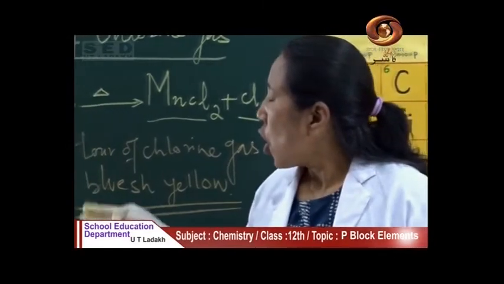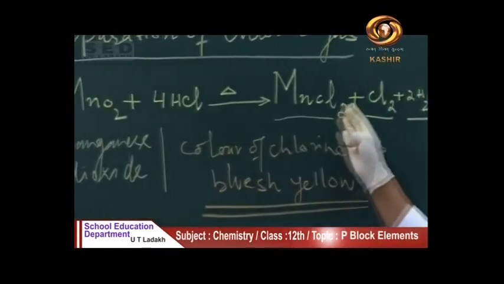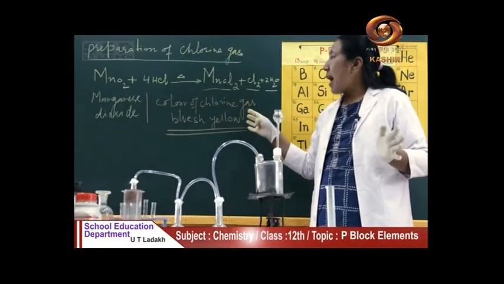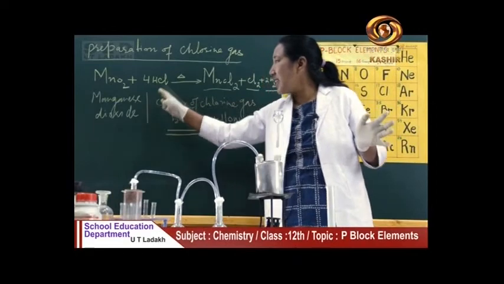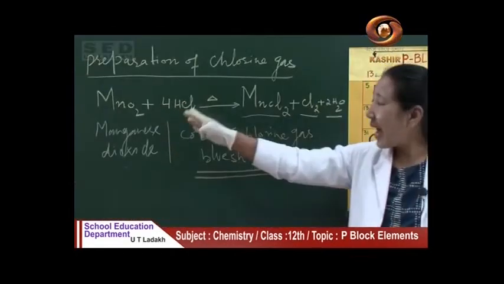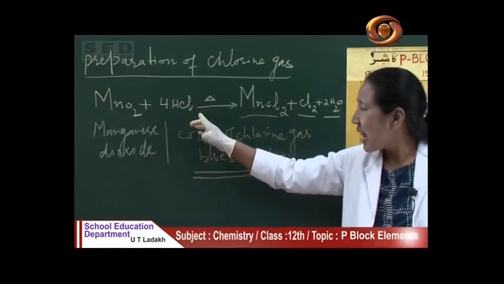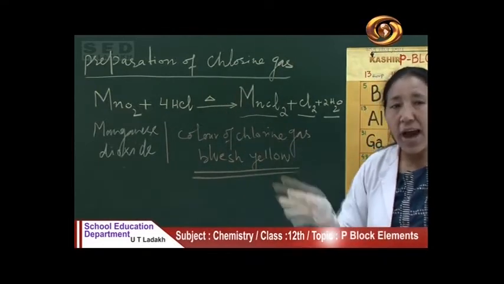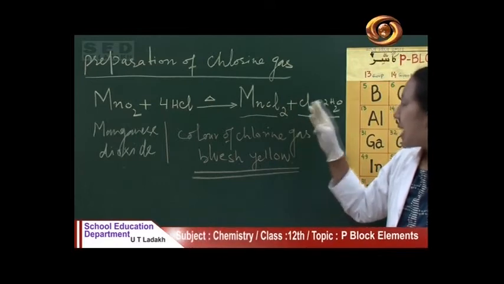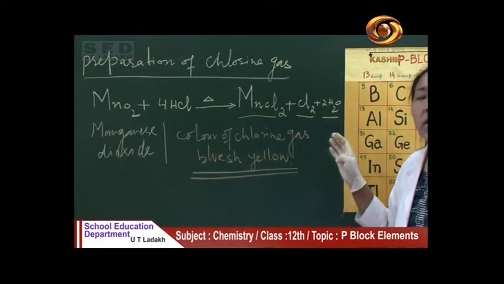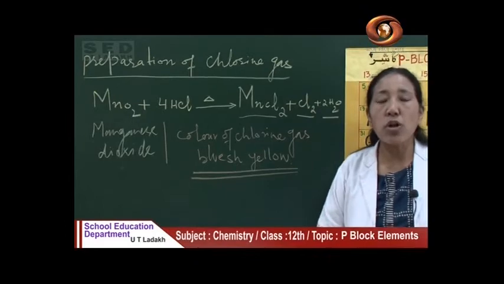So chlorine is produced by reacting manganese dioxide with 4 HCl and heating it for a while. We are getting MnCl2, Cl2, and also some water vapor.